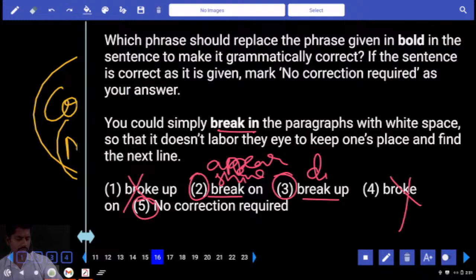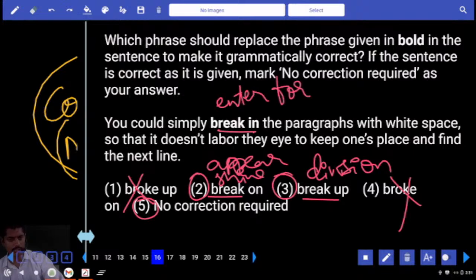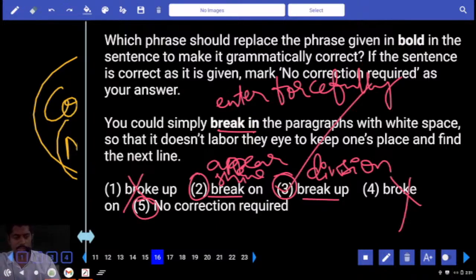Breakup is a division of continuity. Some continuity is going on, we are dividing it. And break in is enter illegally, enter forcefully. So you could simply dash the paragraph. Paragraph is there, what we can do? Answer third option. Break up the paragraphs with white space so it doesn't labor the eye to keep.